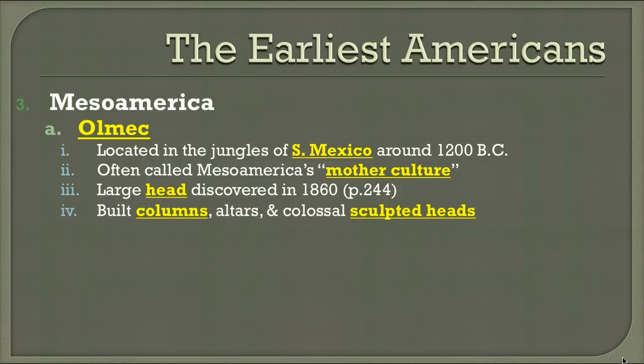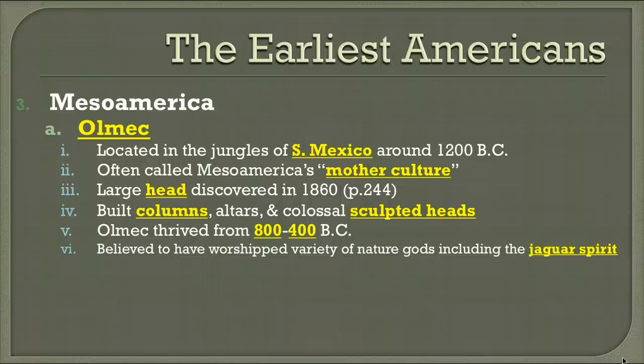We know that the Olmec built columns, they built altars, of course they built these colossal sculpted heads. Not a real sophisticated culture based on what we found, but definitely were able to build some things that still stand today. So they thrived from roughly 800 to 400 BC. We know that they worshipped a number of different things. So they were polytheistic, believed to have worshipped a variety of nature gods, including the jaguar spirit. Jaguars factor very heavily into the culture of the Olmec, as well as the Mayas and Aztecs.